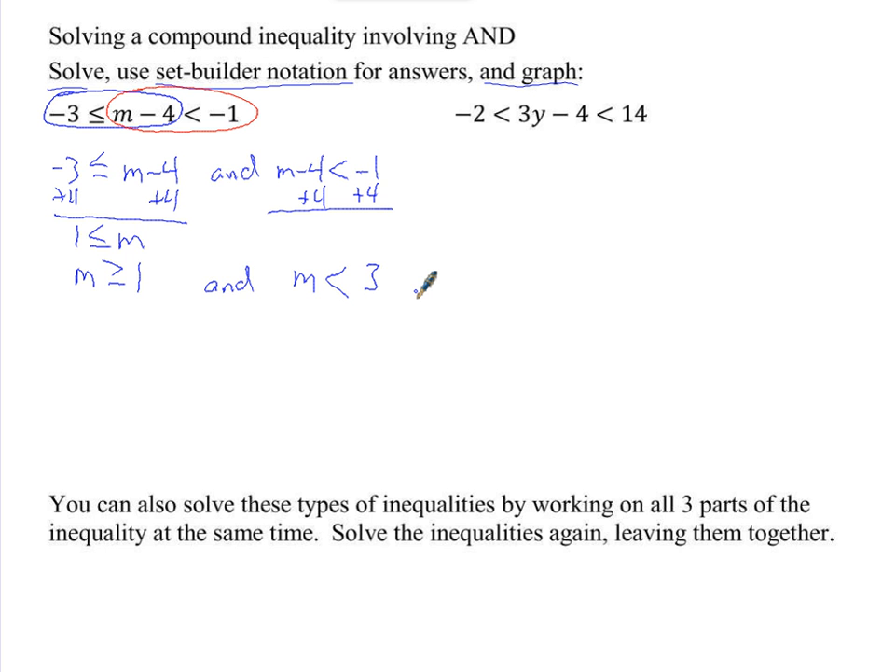We want to write our answer in set builder notation. Such that, put the m out here, squiggly bracket there, squiggly bracket there. There's your set builder notation. Number line, we have a 1 and a 3. M is greater than or equal to 1, solid dot, up and to the right. M is less than 3, open dot, up and to the left. It's an and statement, so these 2 little arrows should be connected in between, and there's our answer.